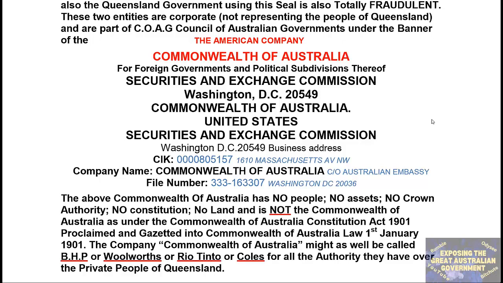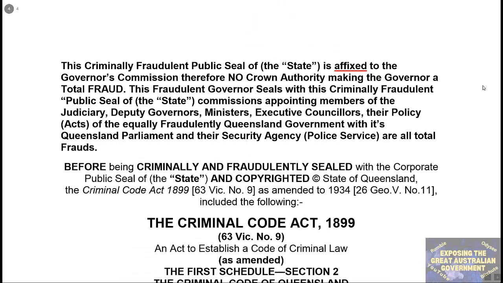20036. The above Commonwealth of Australia has no people, no assets, no Crown authority, no constitution, no land, and is not the Commonwealth of Australia as under the Commonwealth of Australia Constitution Act 1901 as proclaimed and gazetted into Commonwealth of Australian law 1st of January 1901. The company, Commonwealth of Australia, might as well be called BHP or Woolworths or Rio Tinto or Coles for all the authority they have over the private people of Queensland.